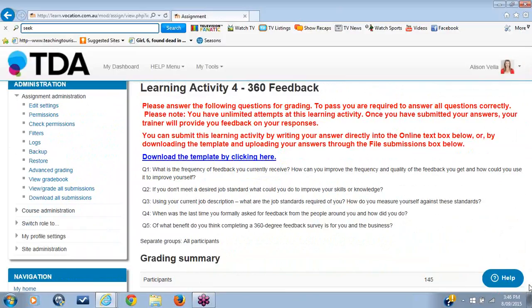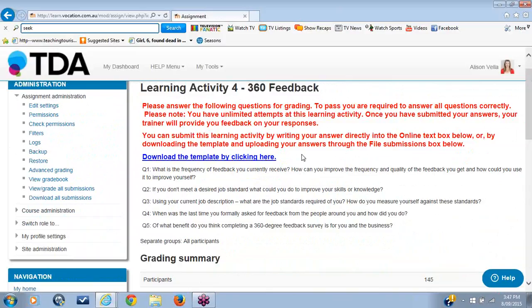As we have mentioned previously, when you are answering these questions, you can either add your answers directly into the online text box, or you can download the template where we've put all the questions already. You just answer the questions on the template and upload it. Nice and easy. Just make sure that if you use the template, you upload the answers into that template before you send it off. So make sure there are answers in there.